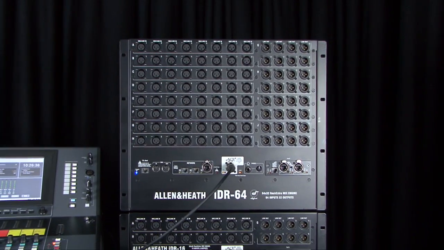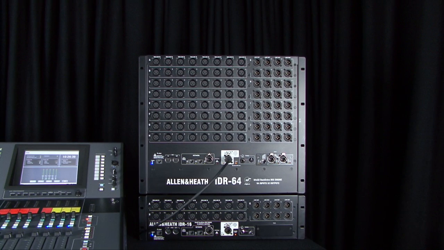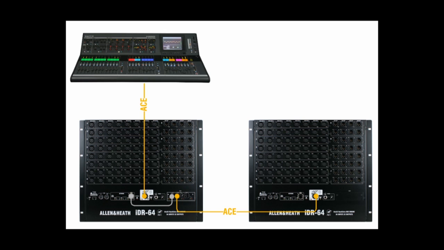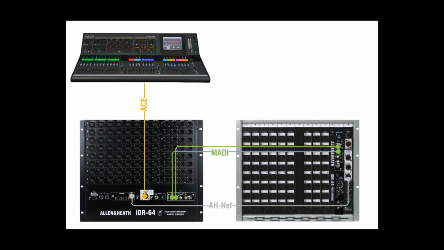Dual rack is a special setup mode for two IDR mix racks. It is to expand the number of input channels from 64 to 128. Any two mix racks from the IDR family can be combined this way. The resulting number of physical inputs available depends on the chosen models.